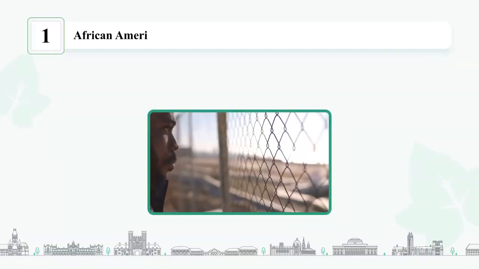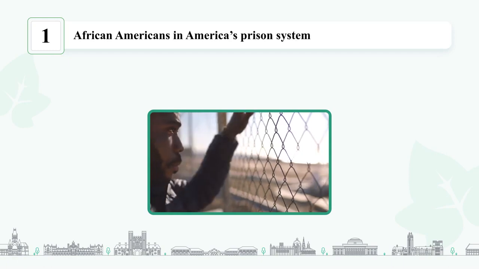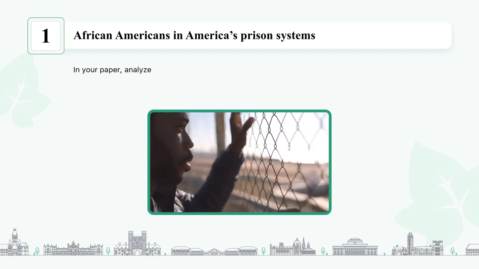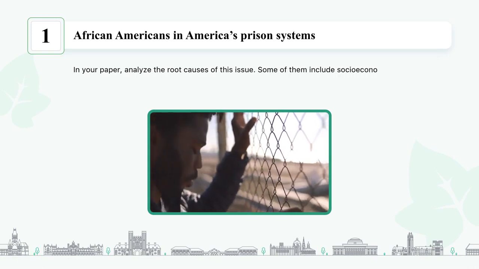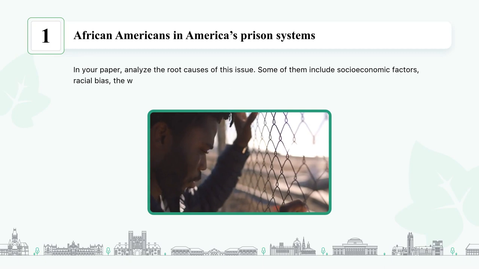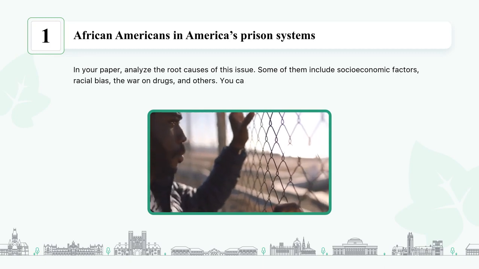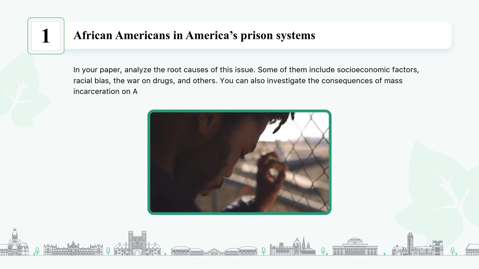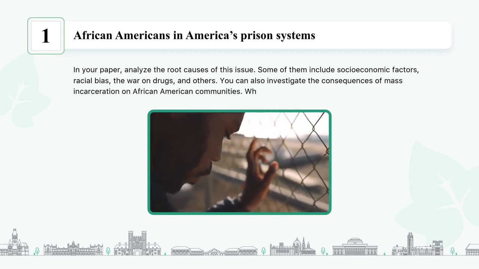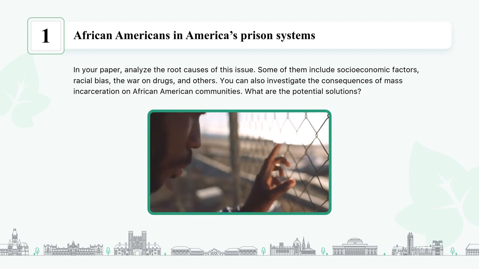African Americans in America's Prison Systems. In your paper, analyze the root causes of this issue. Some of them include socioeconomic factors, racial bias, the war on drugs, and others. You can also investigate the consequences of mass incarceration on African American communities. What are the potential solutions?